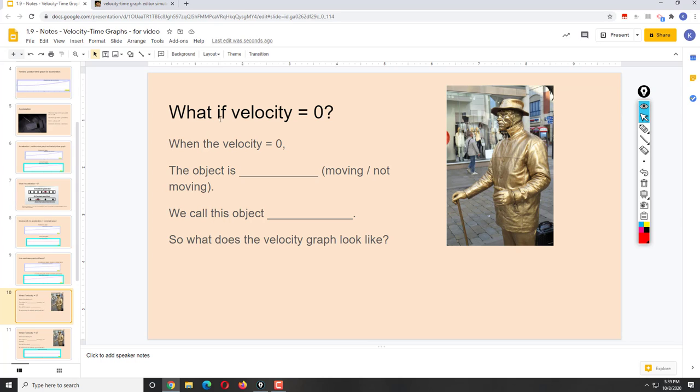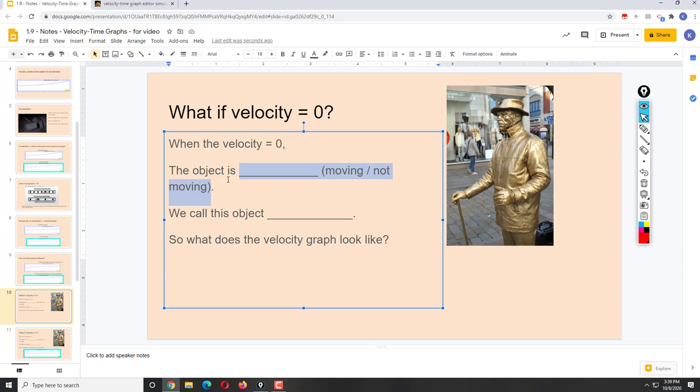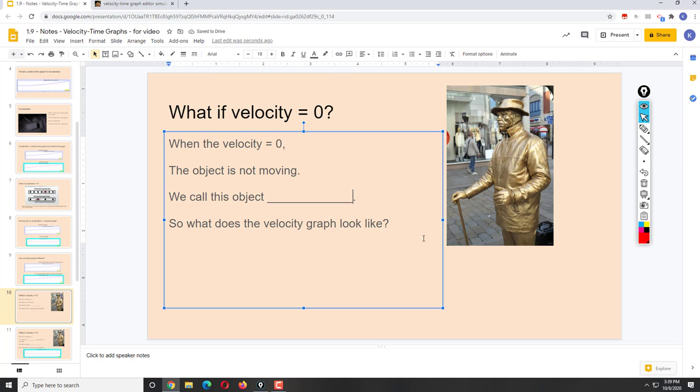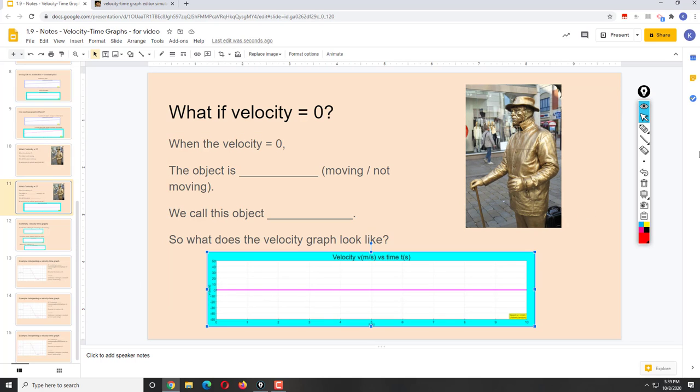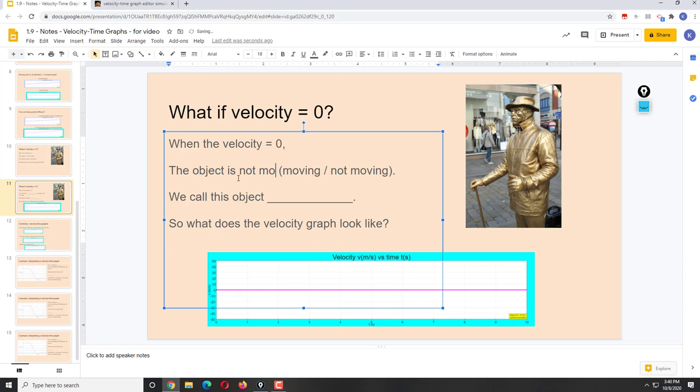What if velocity is 0? If the velocity is 0, like the statue, or maybe a person pretending to be a statue, the object is not moving. Again, the word we use is stationary. If the velocity is 0, what is the graph going to look like? Well, it's just going to be 0 the whole time. We look over here. This is at 0, 0, 0, 0. Because the object is not moving, we call this object stationary.